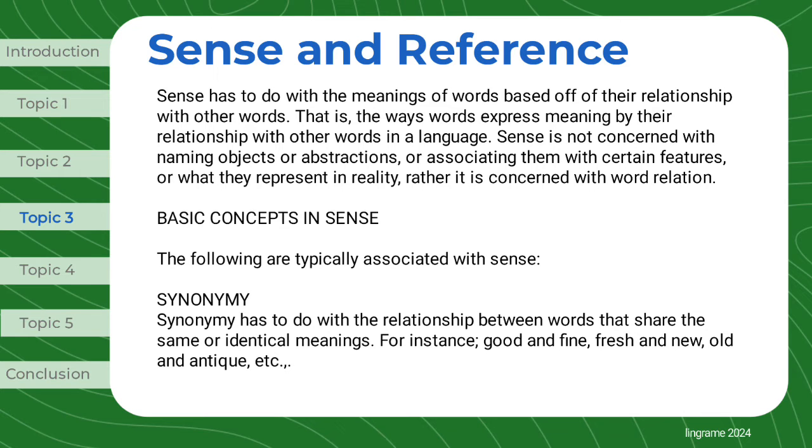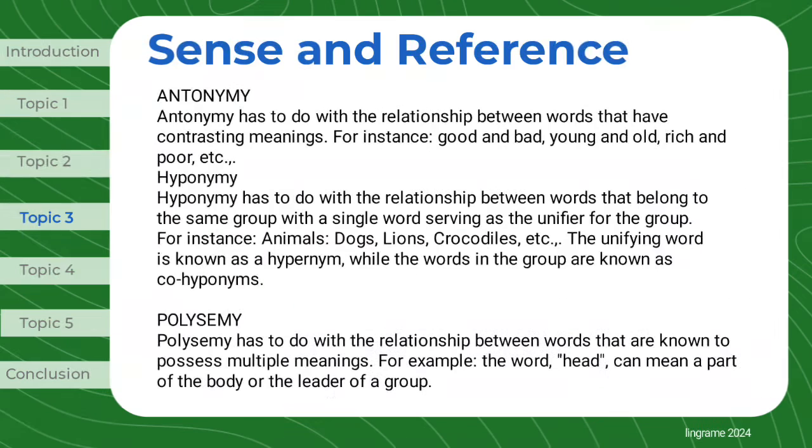Synonymy. Synonymy has to do with the relationship between words that share the same or identical meanings. For instance, good and fine, fresh and new, old and antique, etc. Antonymy. Antonymy has to do with the relationship between words that have contrasting meanings. For instance, good and bad, young and old, rich and poor, etc.